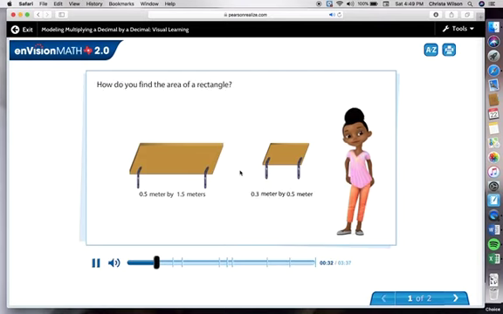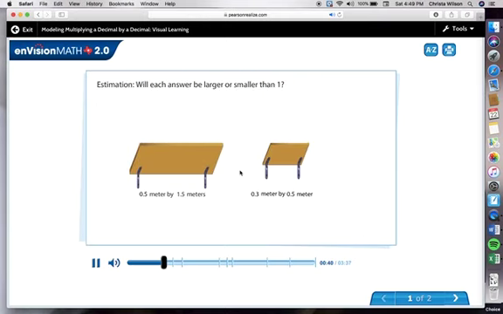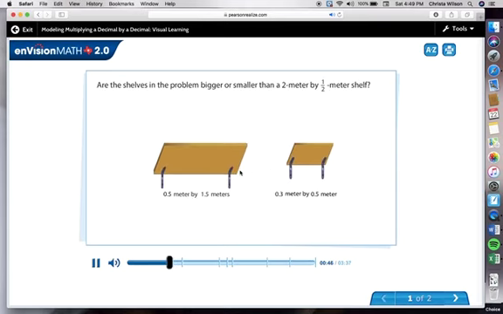How do you find the area of a rectangle? Multiply length and width. Estimation. Will each answer be larger or smaller than 1? Are the shelves in the problem bigger or smaller than a 2 meter by 1/2 meter shelf? The shelves are smaller than a 2 meter by 1/2 meter shelf.